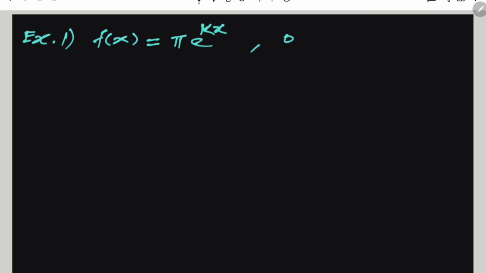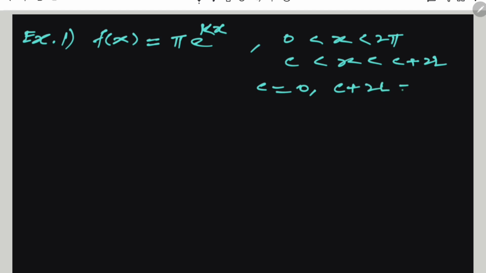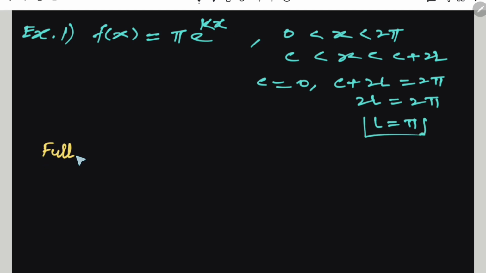First example, f of x is equal to pi into e raised to kx, range 0 to 2 pi. Comparing this range with c to c plus 2l, full range, we get c is equal to 0, c plus 2l is equal to 2 pi. Substituting the value of c as 0, we get 2l equals 2 pi, means l is equal to pi.